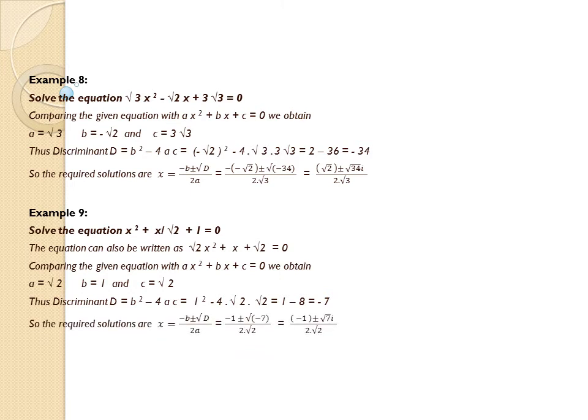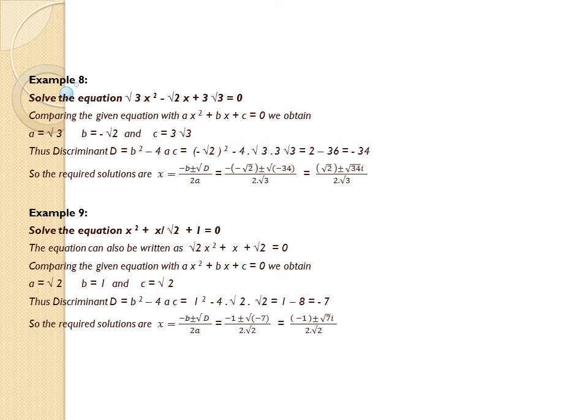So the required solutions are x equal to minus b plus minus root over d divided by 2a. So minus 1 plus minus root over of minus 7 by 2 root 2, and root over of minus 7 means root over 7 i, because root over of minus 1 equal to i. So this is the solution.